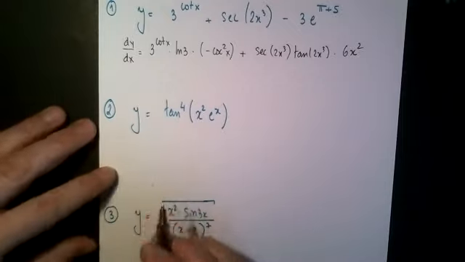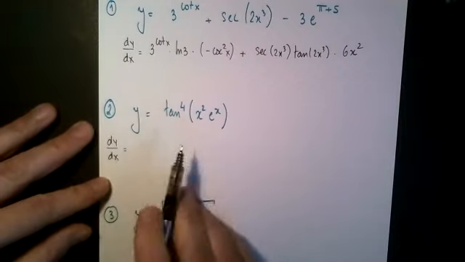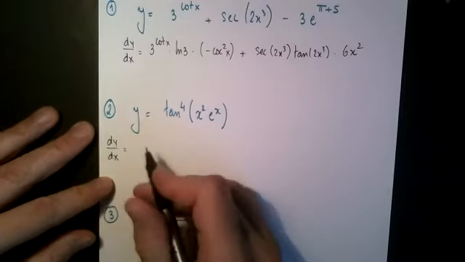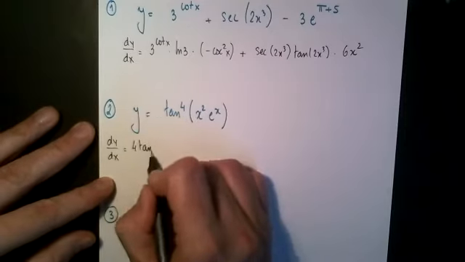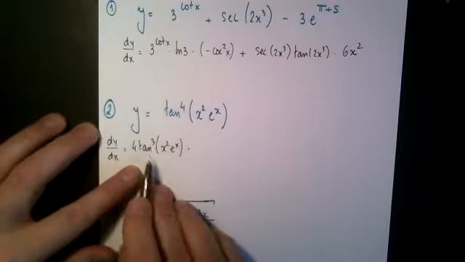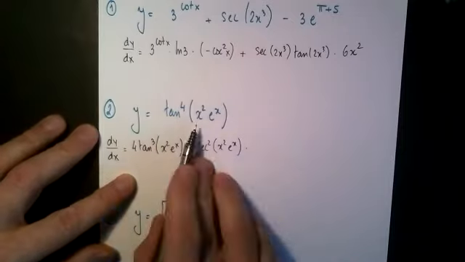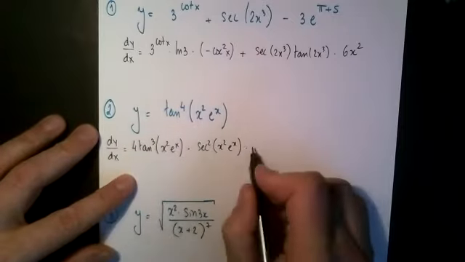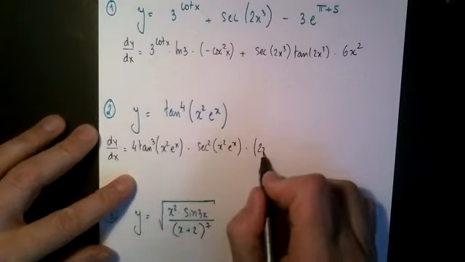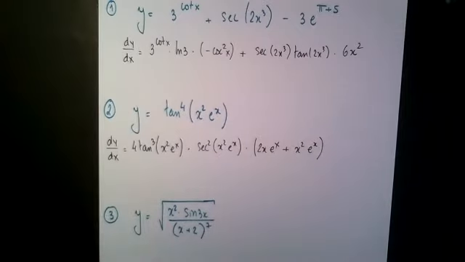Okay, let's do the second one. So dy dx, the derivative of tangent to the power 4 is 4 times tangent cubed, times the derivative of tangent, which is secant squared, times the derivative of the inside, which has a product rule. Okay, so the derivative of x squared e to the x is 2x e to the x plus x squared e to the x. That's my answer. Questions?